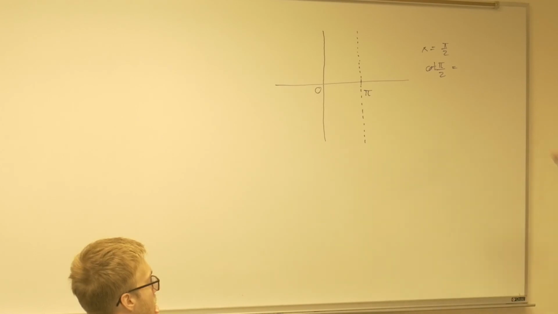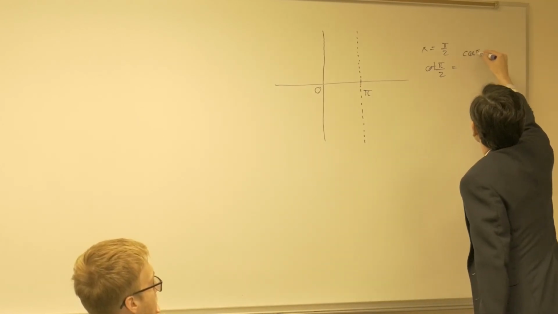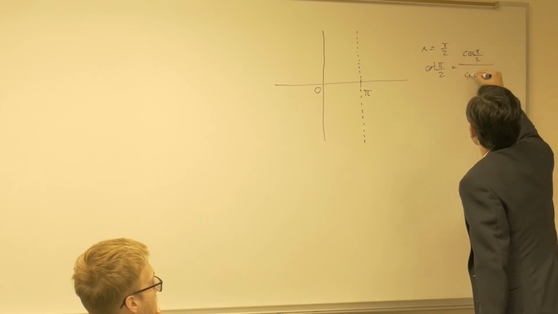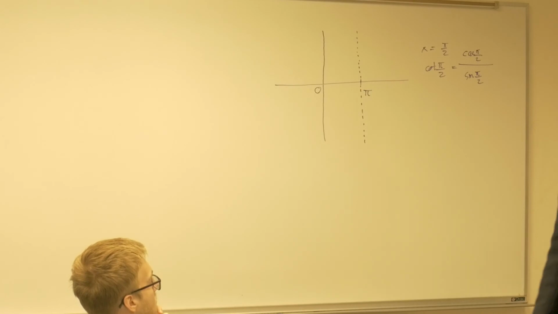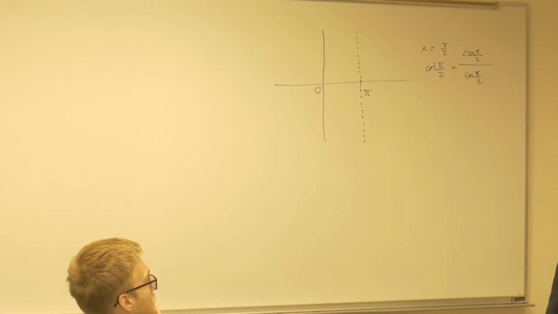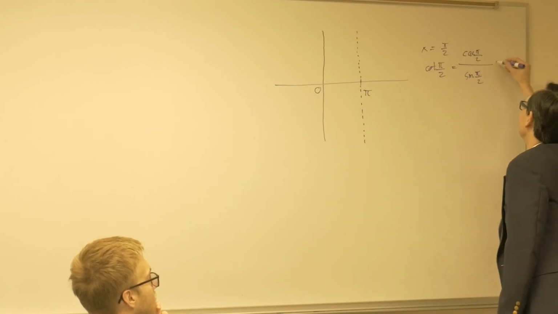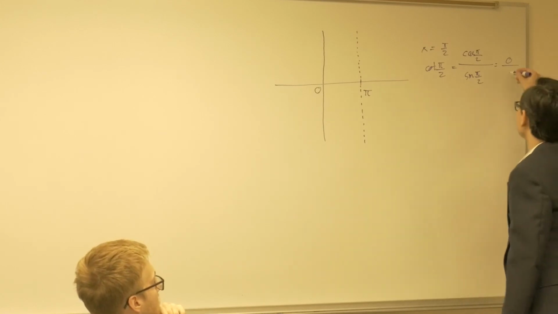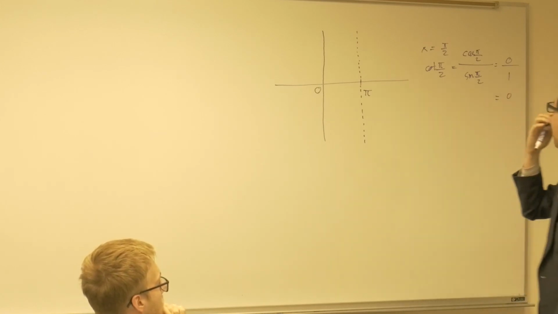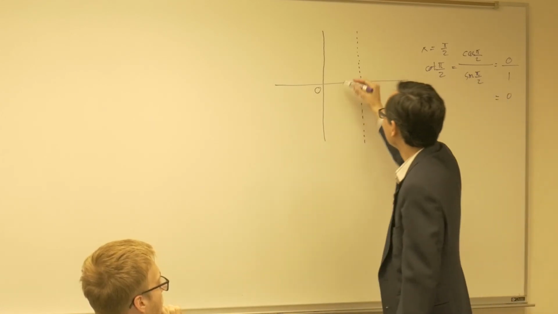Because cotangent will be what? We're going to plug them in, so cosine of pi over 2 over sine of pi over 2. Cosine of pi over 2 is 0. It's easy to get. There will be a 0. And sine of pi over 2 is 1. So that's why cotangent of pi over 2 is 0. So we're going to have a point over here.